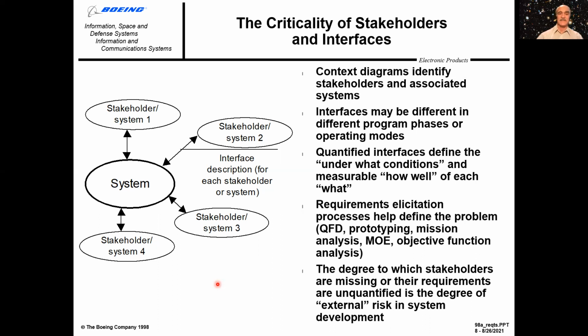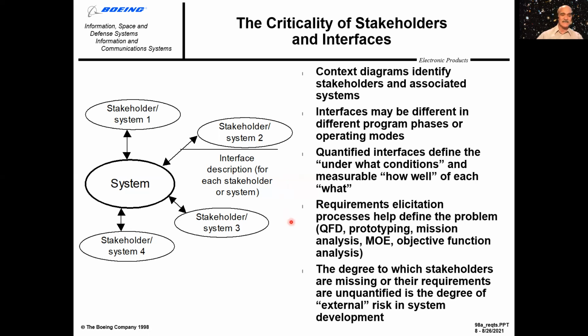For example, the test interfaces may be unique for testing activity and not required for operations, but you still need to have them, but their characteristic behaviors will be derived from a test analysis. So the quantified interfaces define the under what conditions and the measurable how well of each function or each what. What is the input? That's part of the condition or the state of the system. What's the output that we can observe, and what's the measurement of that output that allows us to determine how well? So that's what I mean by quantification.